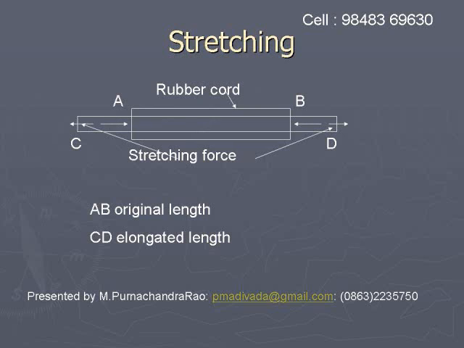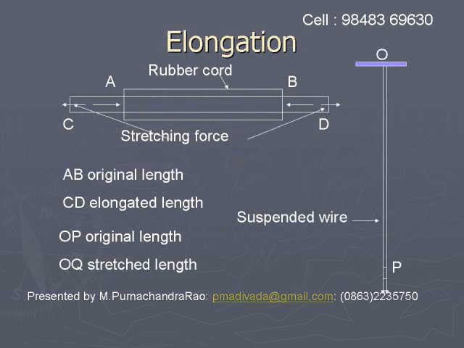When the length has increased, the molecular force of attraction increases. Hence, the restoring forces act inside the rubber cord. They are shown by the arrows towards AB. The arrows towards AB indicate the restoring forces which try to regain the original shape and size of the rubber cord.